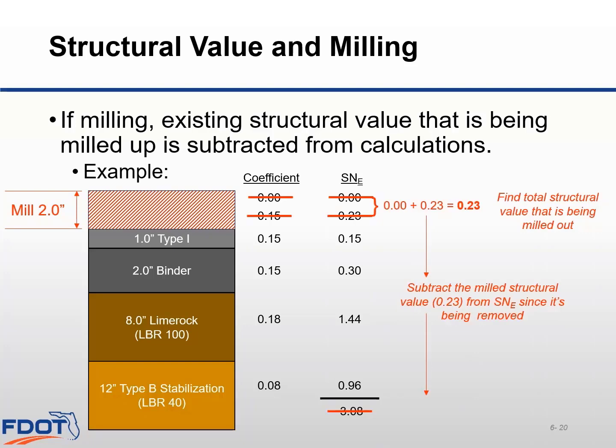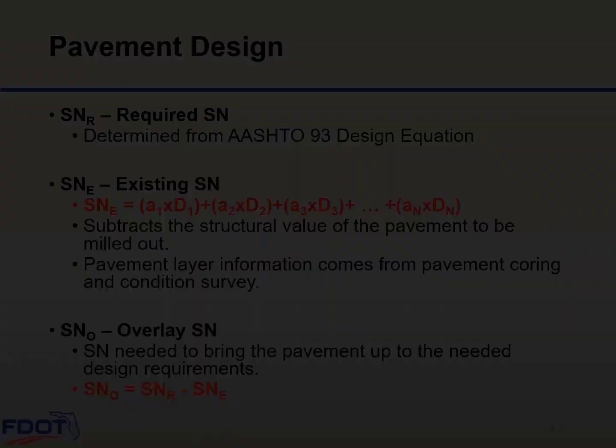Next, we need to subtract this value from the total existing structural number we previously calculated. So 3.08 minus our milled structural value of 0.23 will give us an existing structural value of 2.85, which accounts for milling out 2 inches of our existing pavement.